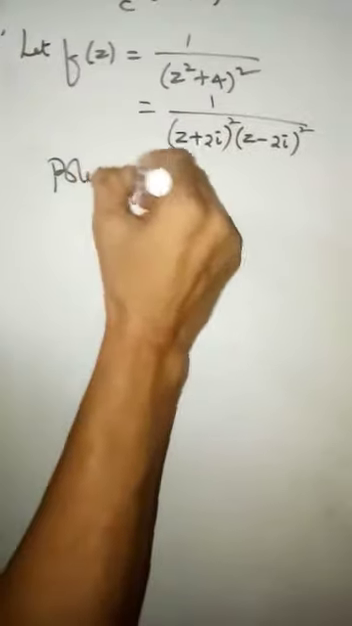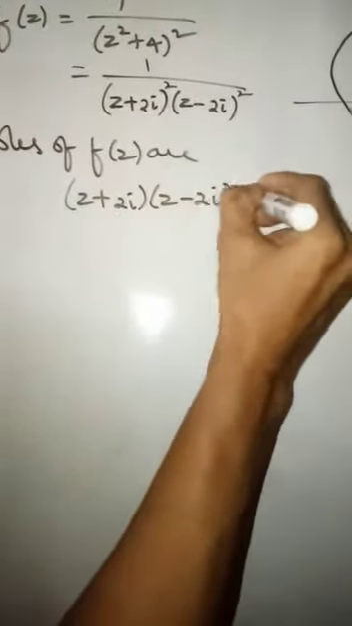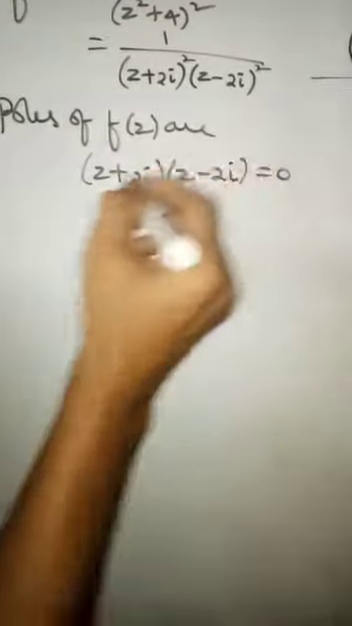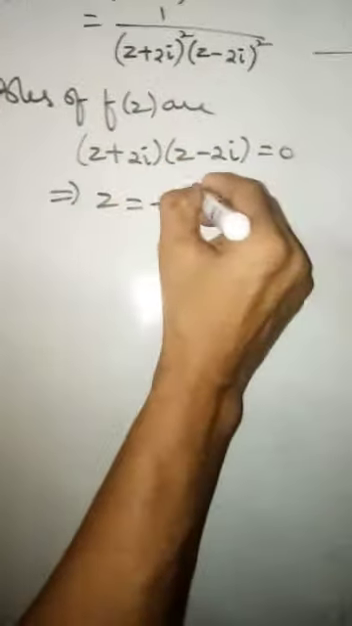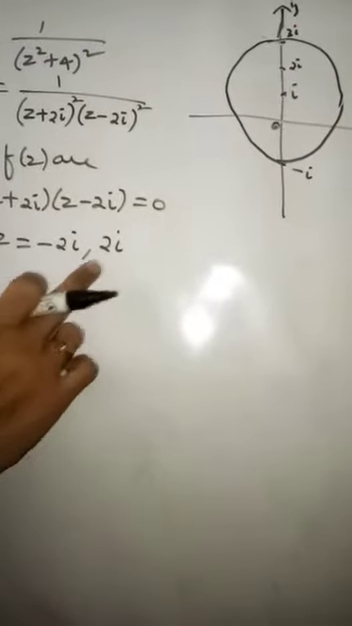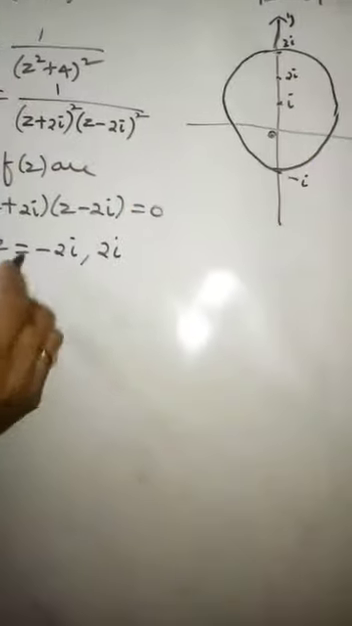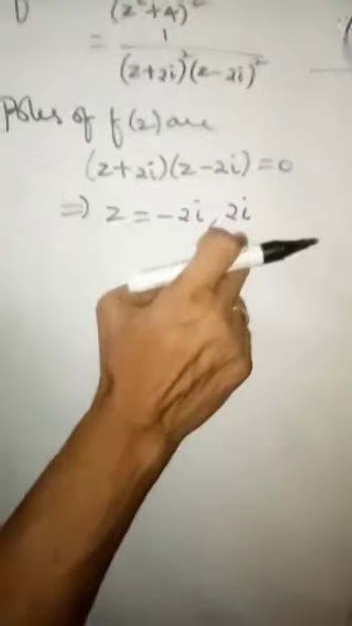Now write the poles of f of z. Equate the denominator to 0. No need to write whole square, just write that factor. So what is z from this? Minus 2i. From this factor, 2i. Now you see this given circle. Which pole lies inside the given circle? Plus 2i only lies inside the given circle. Minus 2i will be somewhere here, lies outside the circle. So you have to take only this pole.